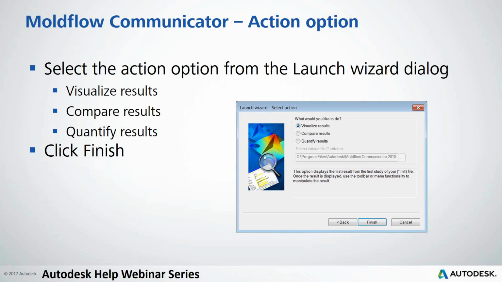And if you want to quantify the results, you can then select the criteria file that you want to quantify that particular MFR file against. We normally do that within the software. It's unusual if you do it straight away from the wizard. And then you click Finish, and then everything will be displayed.